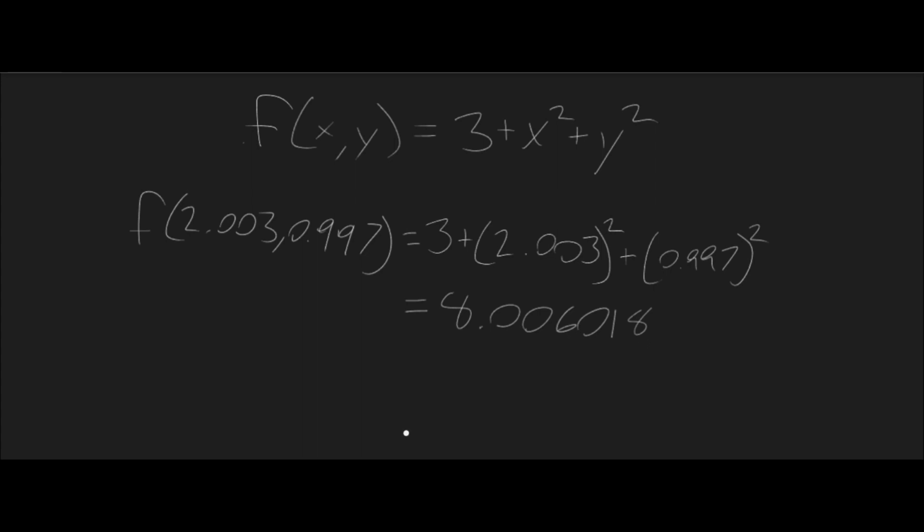8.006018. So comparing that with our approximation from the tangent plane, we see that there's a very small difference of only 0.000018. So this is the difference between the actual value of the surface and the value of our approximation with the tangent plane.